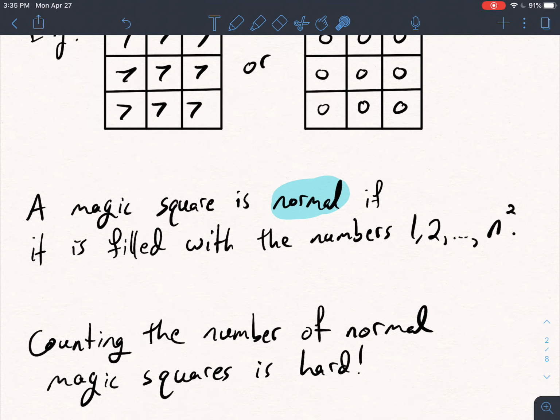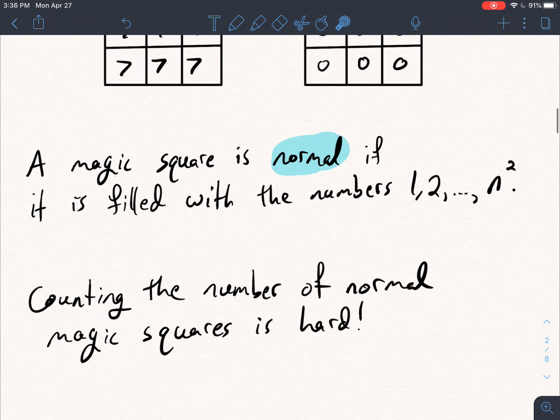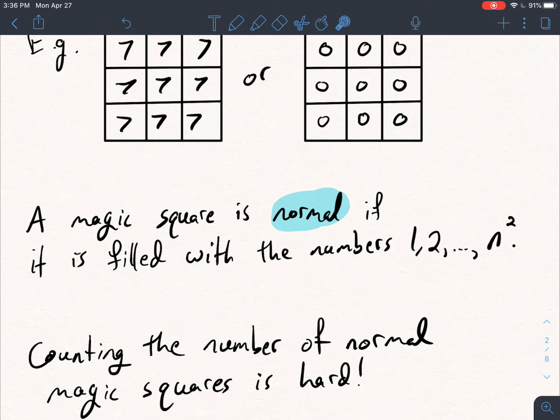So counting the number of normal magic squares is very hard, and it's kind of an open problem right now, actually. I don't know what partial answers are out there for this as of this recording, but if you're interested, maybe go take a look. The book gives at least one reference that you could look at if you're interested in this problem. I think it's pretty interesting. But anyway, this is a hard open problem that not many people know a lot about.